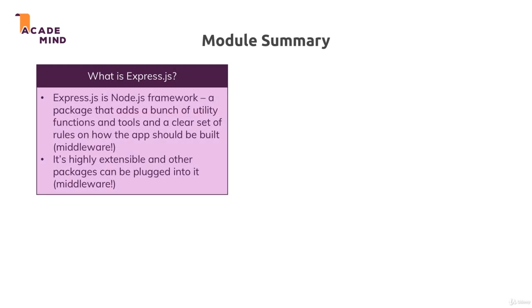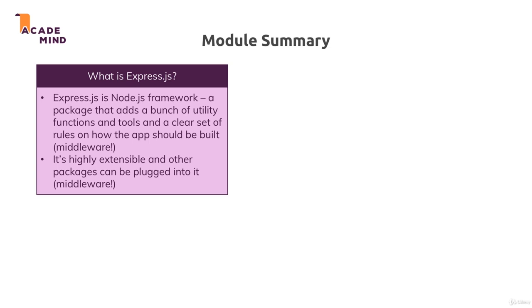It's a Node.js framework, so you still use Node.js. We, for example, still use the path core module in this module. But you build up on it and get a bunch of utility functions and a clear set of rules on how you should structure your app. And it's all about middleware and understanding that flow of a request through all the middleware functions.